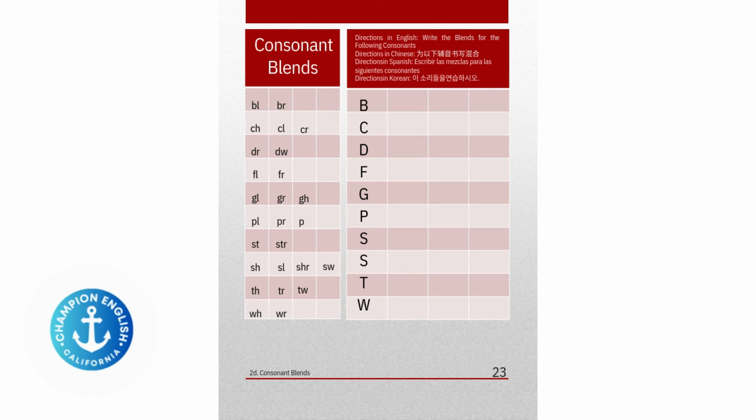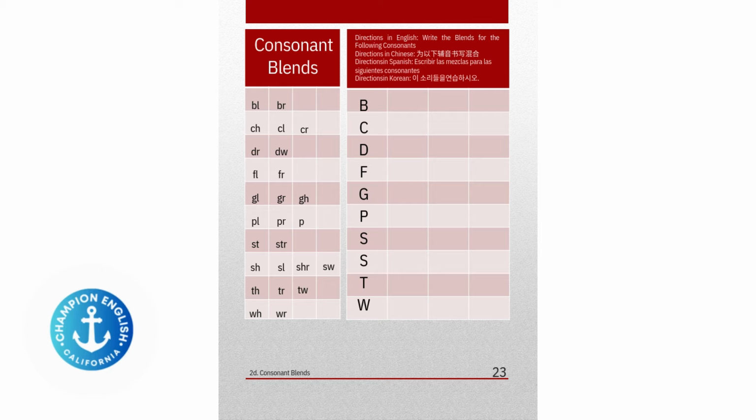And then for the D, the D has two major sounds, which are dr and dw. So please go ahead and write down your dr and dw for the D sound. Now we're going on to the F sounds. So go ahead and write down your fl and fr for your F sounds.